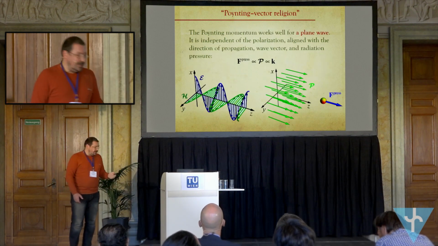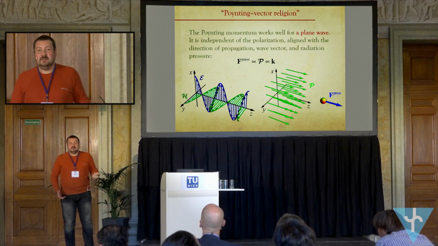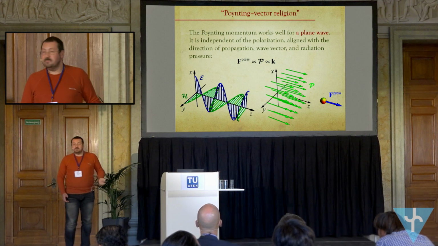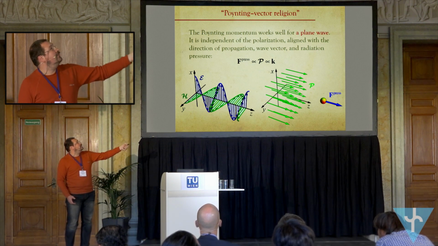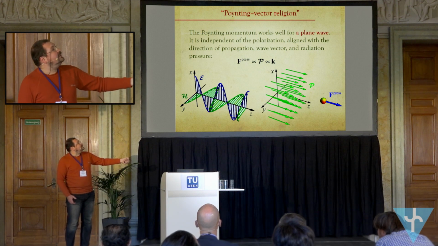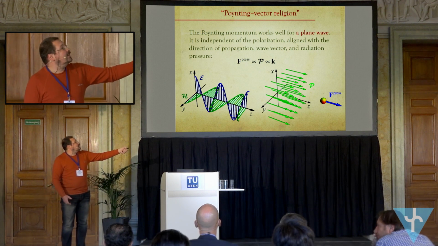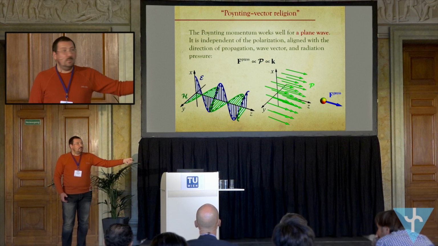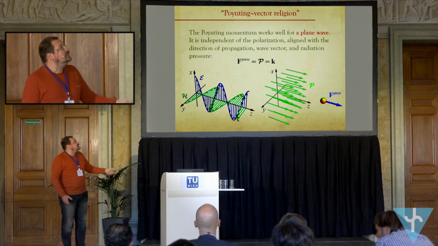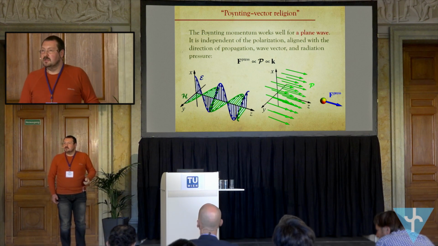And this intuition indeed works well for a single plane wave, which is the most trivial solution of Maxwell equations. So if we have a single plane wave propagating along the z-axis, and we calculate the Poynting vector, it's directed also along the z-axis, it's independent of the polarization, and it's proportional to the k vector. And if we put a small probe here, it experiences radiation pressure force in the same direction. So that's why we think that the Poynting vector is a good momentum of light.